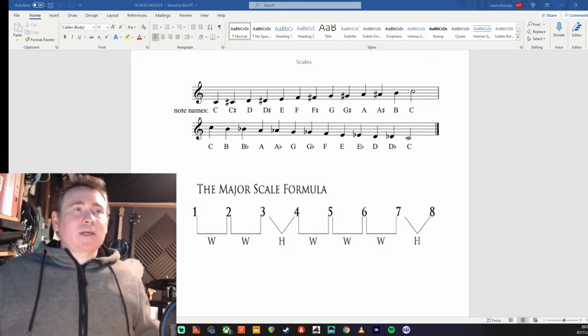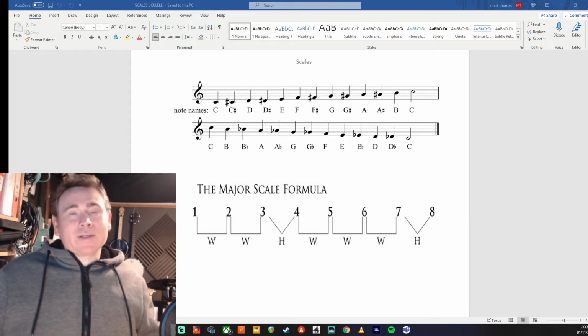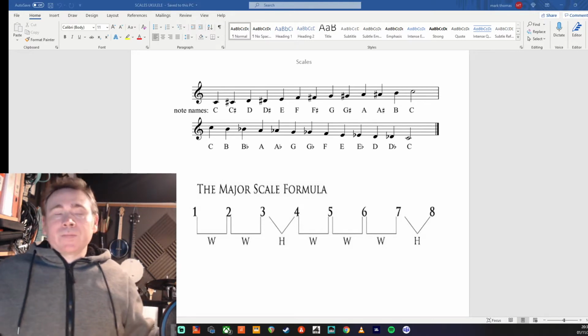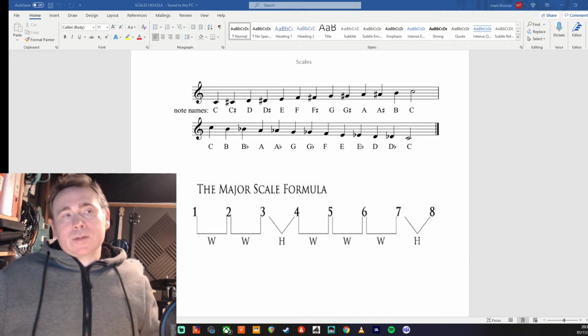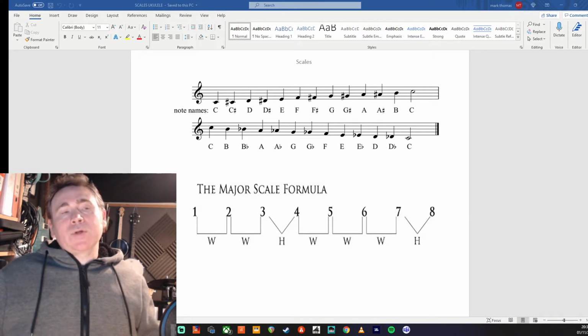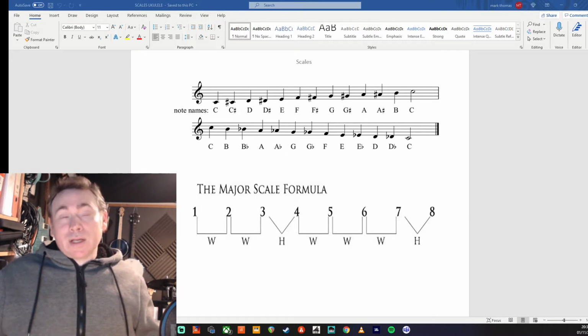So if we take the major scale formula and we've got 1 to 8, we know there's 8 notes. Then we've got these letters written underneath. So you've got W, W, H, W, W, W, H. These actually mean whole step. So W means whole step and H means half step.